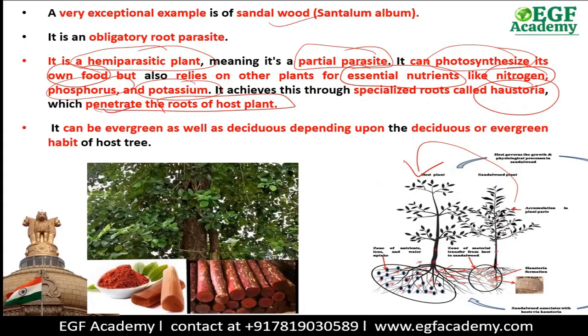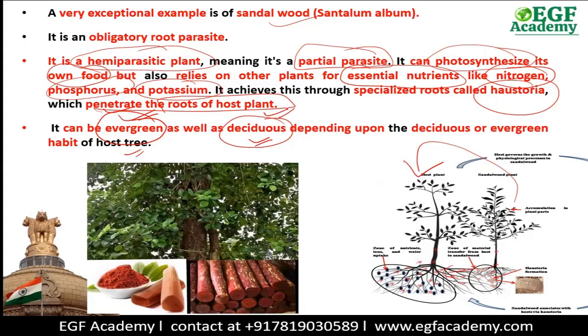So the sandalwood plant is an evergreen plant as well as a deciduous plant, depending on which type of climate it is found. If it is found in the tropical area, it becomes an evergreen plant. It means there will be no leaf fall in this. But if it is grown at a place where there is a dry season, then it acts like a deciduous plant. It means leaf fall will occur in this.